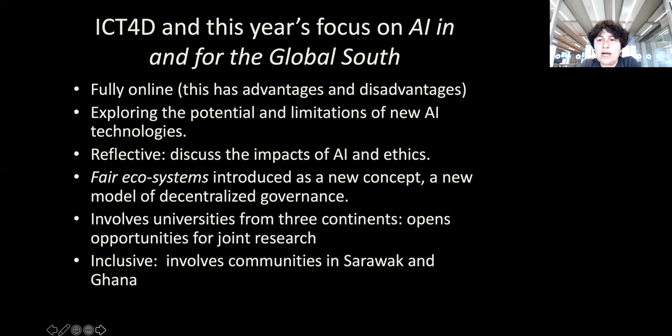So we have a fully online international course on AI for the Global South, with participation of 3 universities and students and lecturers from these universities. We want to explore the potential of ICTs and AI and data science technologies. So we want to explore what the potential is in a low resource environment, and especially in the Global South. We want to reflect and discuss the impacts and the ethical aspects of AI. We want to talk a lot about fair ecosystems.